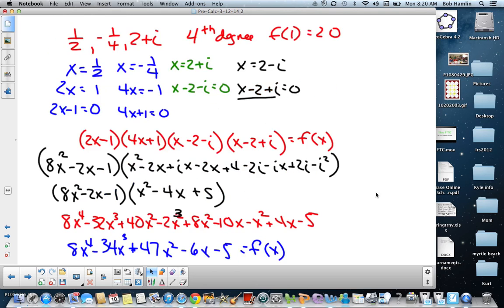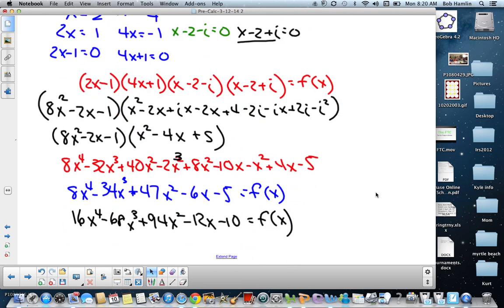Now, I'll let you try this on your own. Well, what says f of 1 has to equal 20? So I put in 1 at all these places. Let's see, that would give me 16 minus 68 plus 94 minus 12 minus 10. You can figure that out to see if it does give you 20.